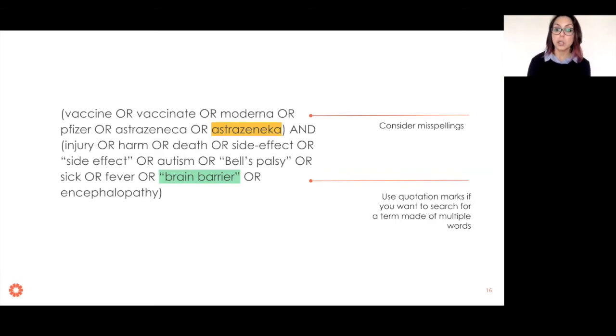Second thing to remember, use quotation marks if you want to search for a term or a phrase. So by putting it in quotation marks, you are forcing the search engine to look for it as a complete set of words.